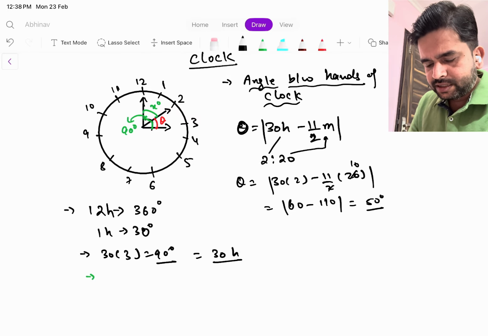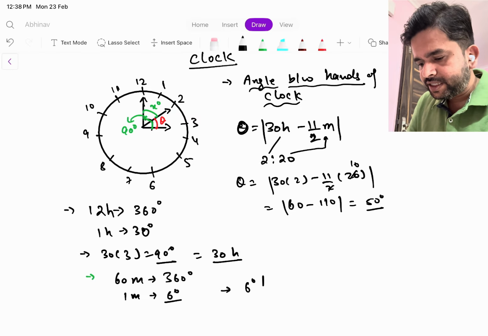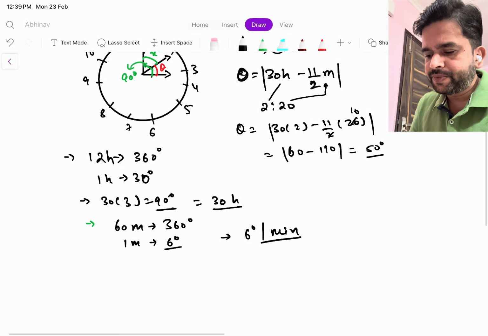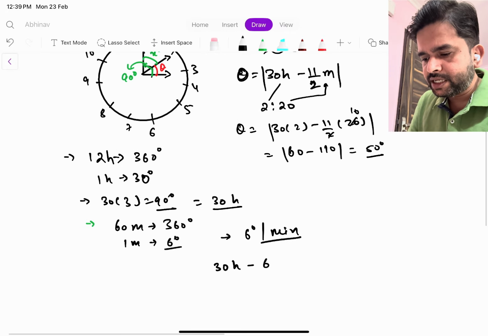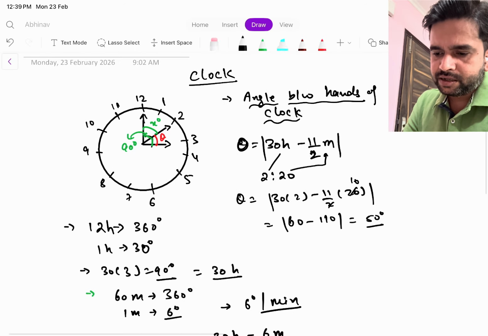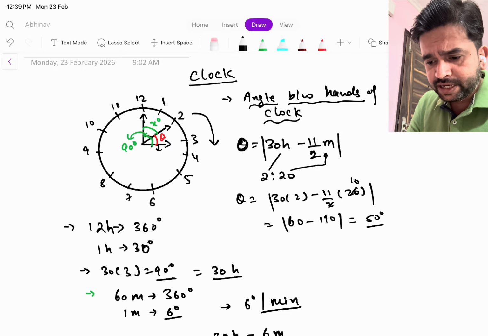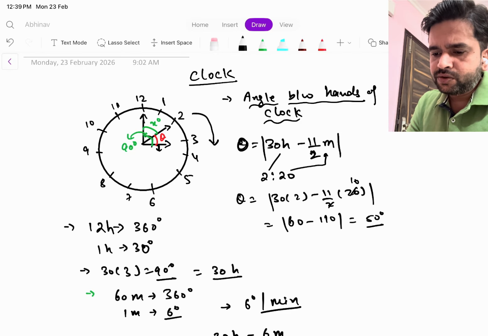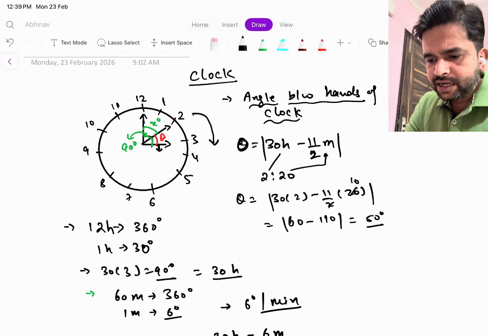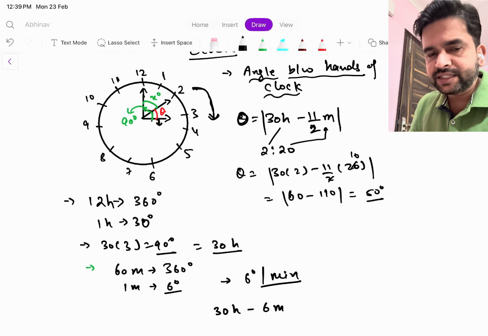So in one complete rotation of clock there are 60 minutes. 60 minute comprises of 360 degree, so 1 minute comprises of 6 degree. So our minute hand covers 6 degree per minute. So what is happening here, that out of 30h my 6 degree per minute is getting subtracted. But meanwhile, when the minute hand was moving in this direction, our hour hand was also moving a little in clockwise direction. So our hour hand was adding some angle and minute hand was subtracting some angle per minute. So minute hand was subtracting 6 degrees per minute.